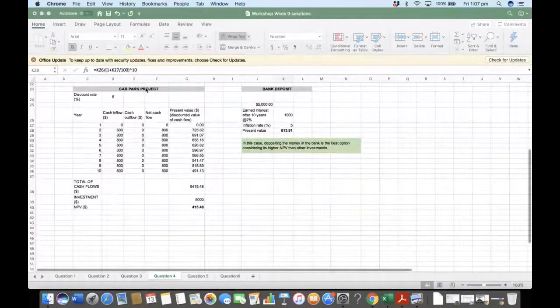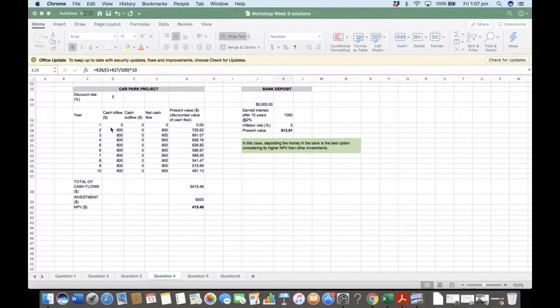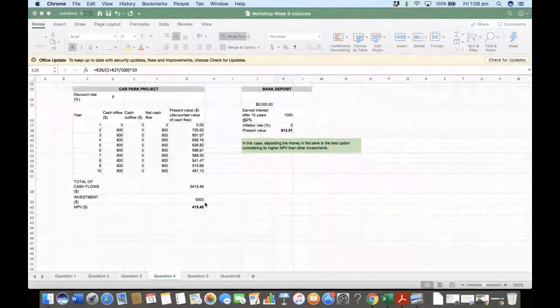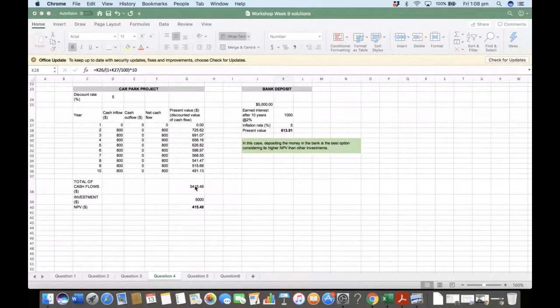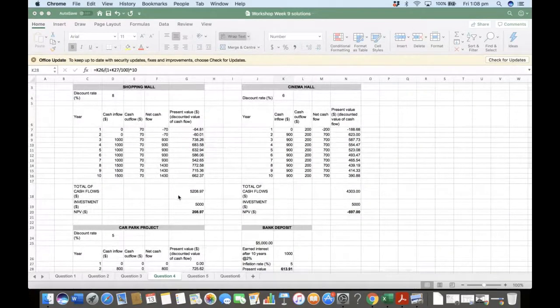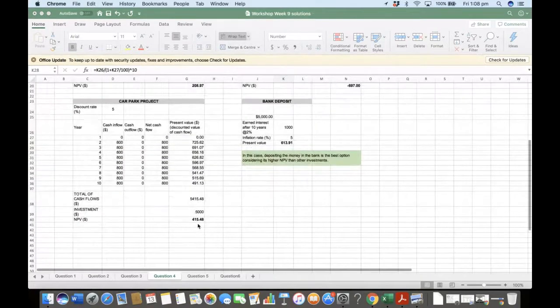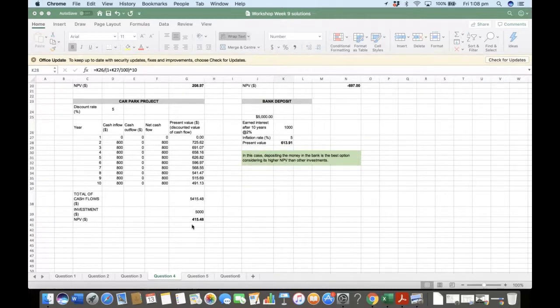Similarly, for the car park project, we have the cash flow for the next 10 years, and we find the net cash flow, and we discount it to the present value. Again, by looking at the total discounted cash flow with the initial investment, we can see that there is some benefit, which is approximately 415K in today's time if we decide to invest in this project. So far, of these three options, this one has a positive net present value, this one has a positive net present value, and this one has a higher net present value, so this is the better option out of all three. But we are also presented with another scenario where we can just deposit the money in the bank.